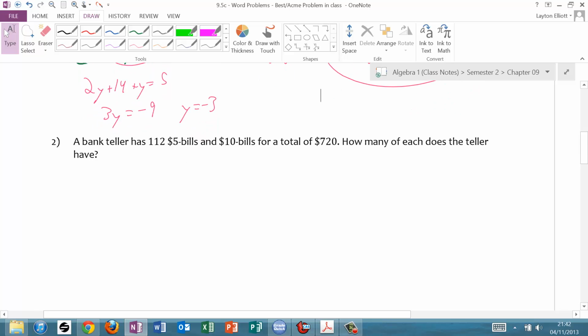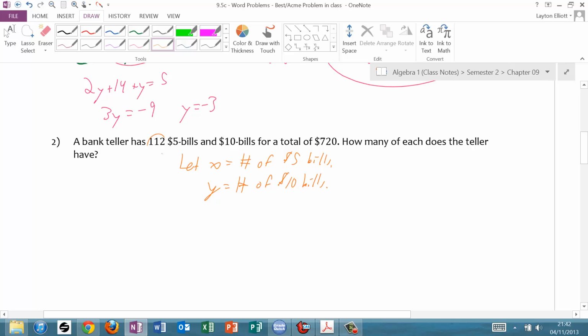The bank teller has 112 $5 bills and $10 bills for a total of $720. How many of each does the teller have? This is also easily set up with two variables. We're going to let x equal the number of $5 bills. Let y equal the number of $10 bills.